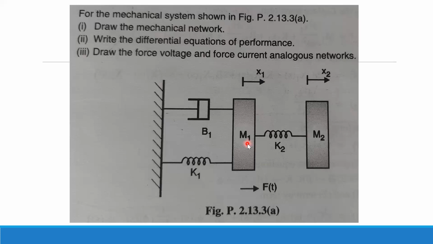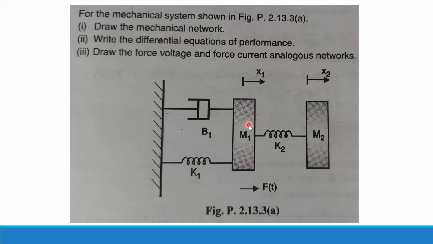Now there is one damper, and there is one spring K1 which is present between mass 1, or you can say between x1, and the fixed or rigid support, which is also called the reference. This damper is connected between x1 and reference, and then there is another spring K2 which is connected between mass 1 and mass 2, or you can say between x1 and x2.